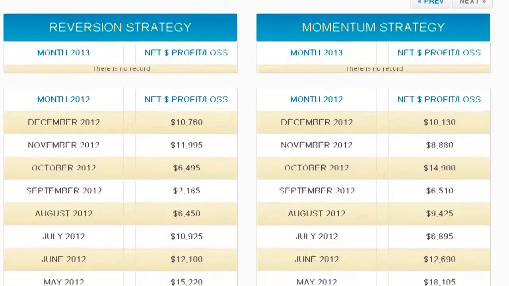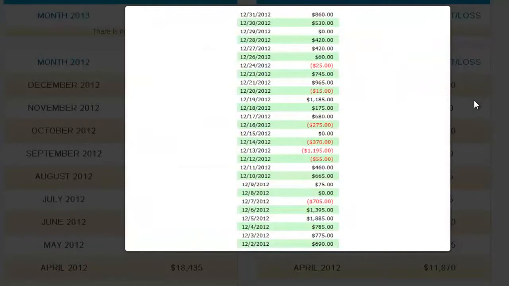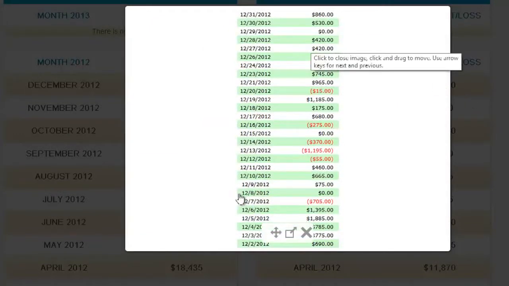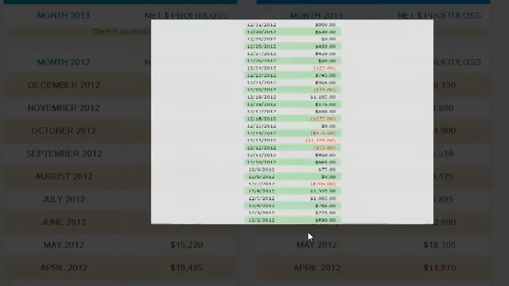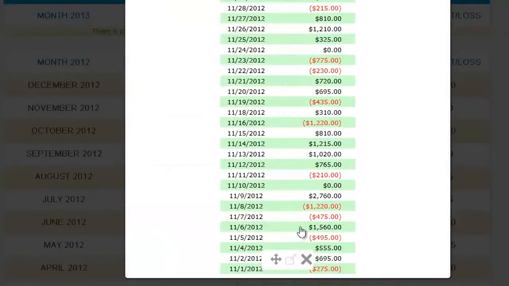Any of these days that you see, of course, you can click on them and get the daily results. Now you can see, for example, in December of 2012, we reached the daily loss once, on December 13th, negative $1,200, because we're trading two E-mini S&P contracts, $600 a day, $600 per contract. We reached it once. In November, if you click on November, you can see that we reached it twice.